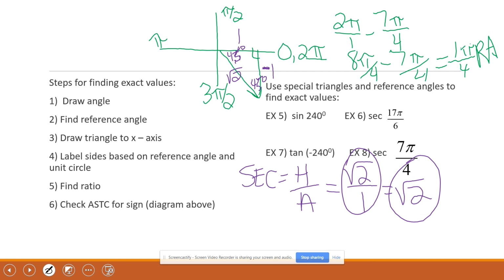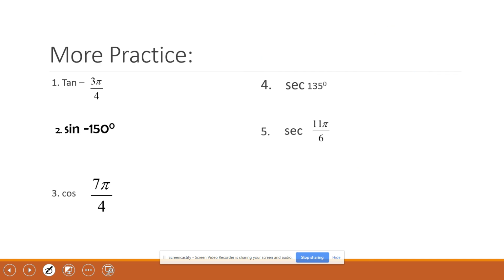Your task for double credit on this set of notes is to do this for next class.